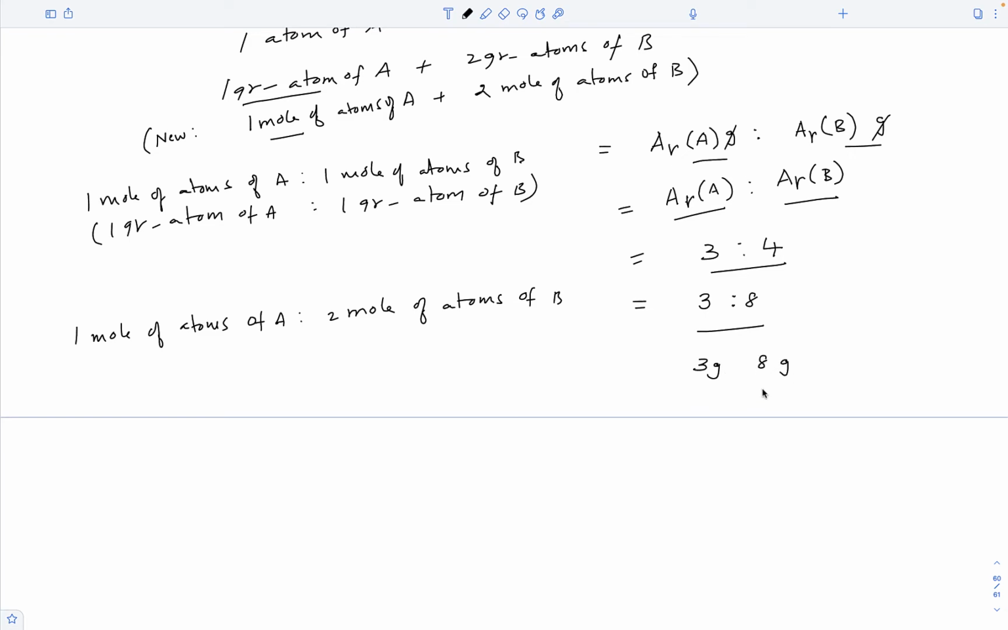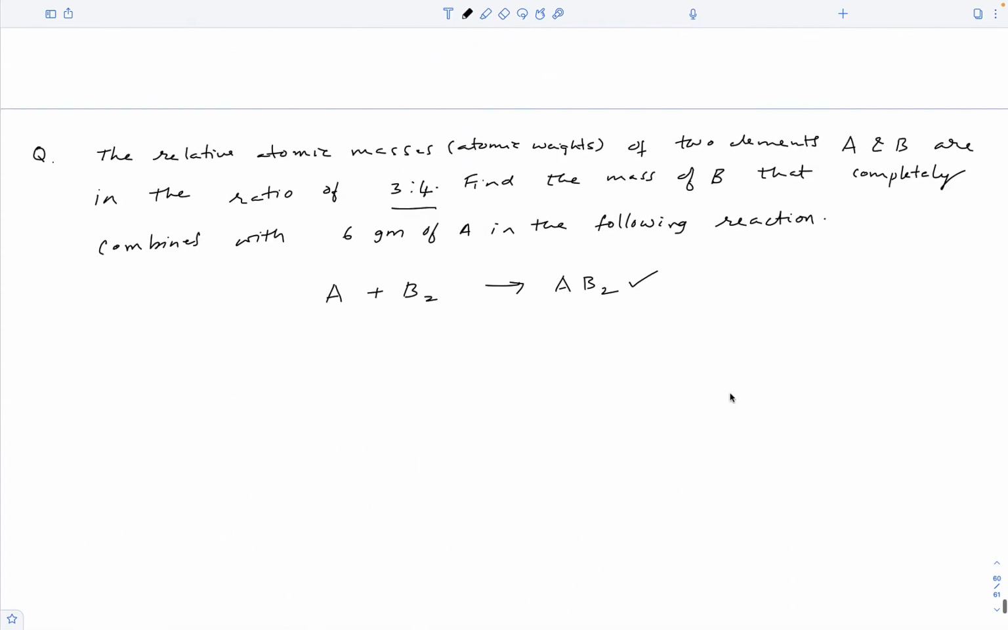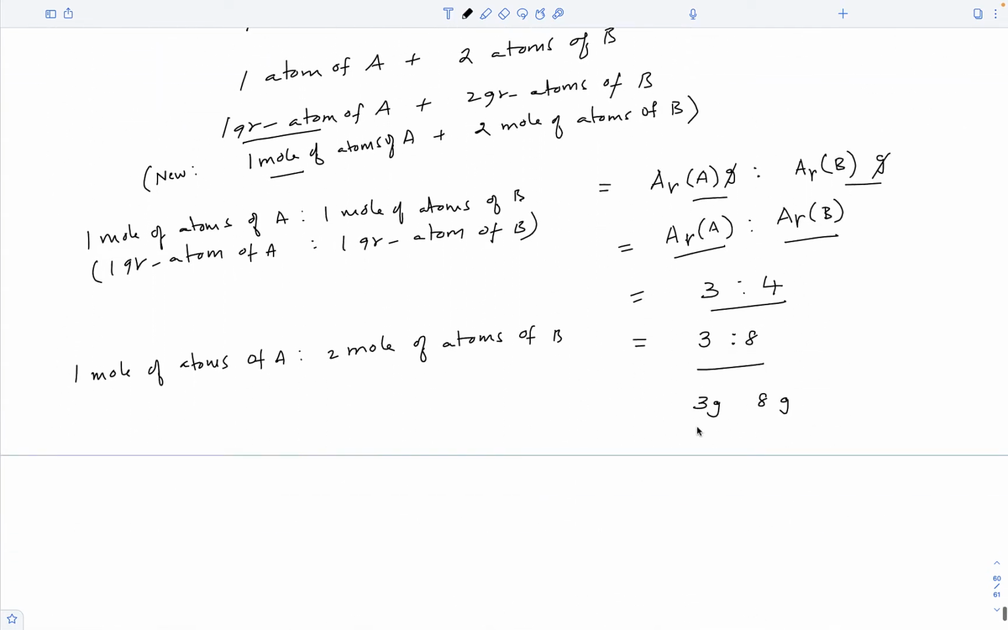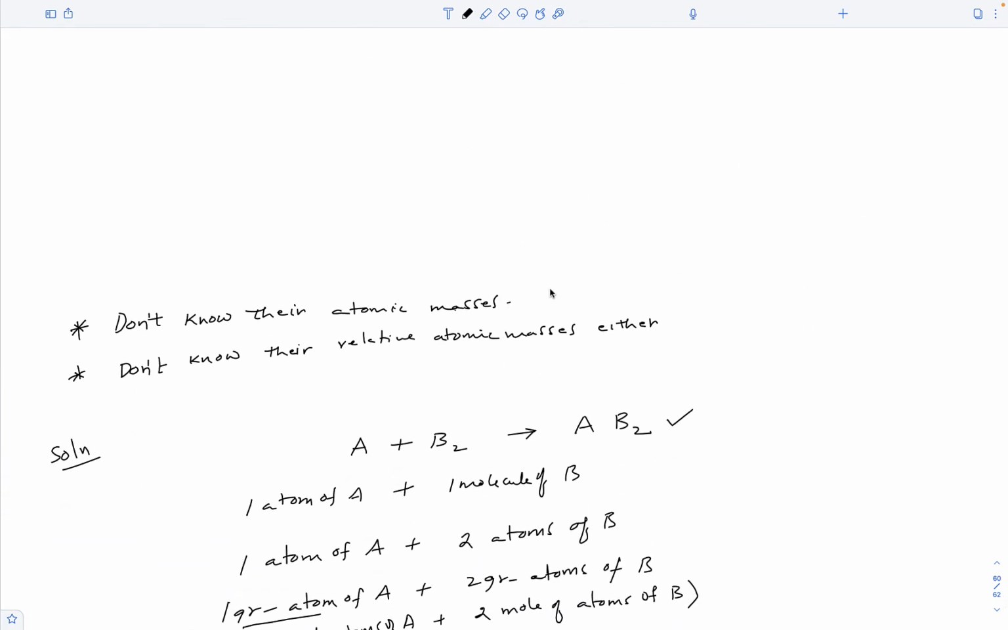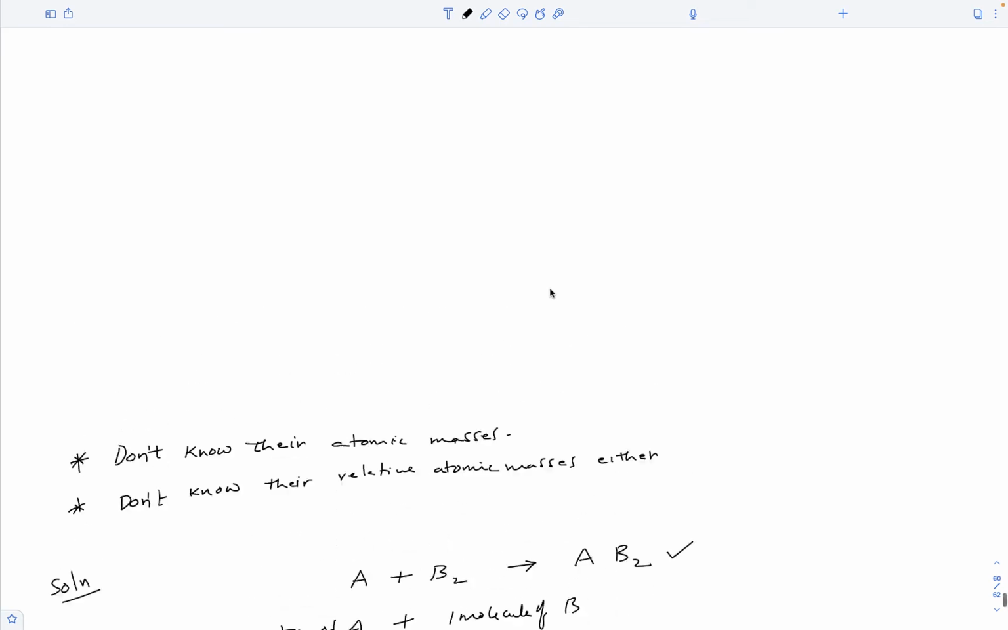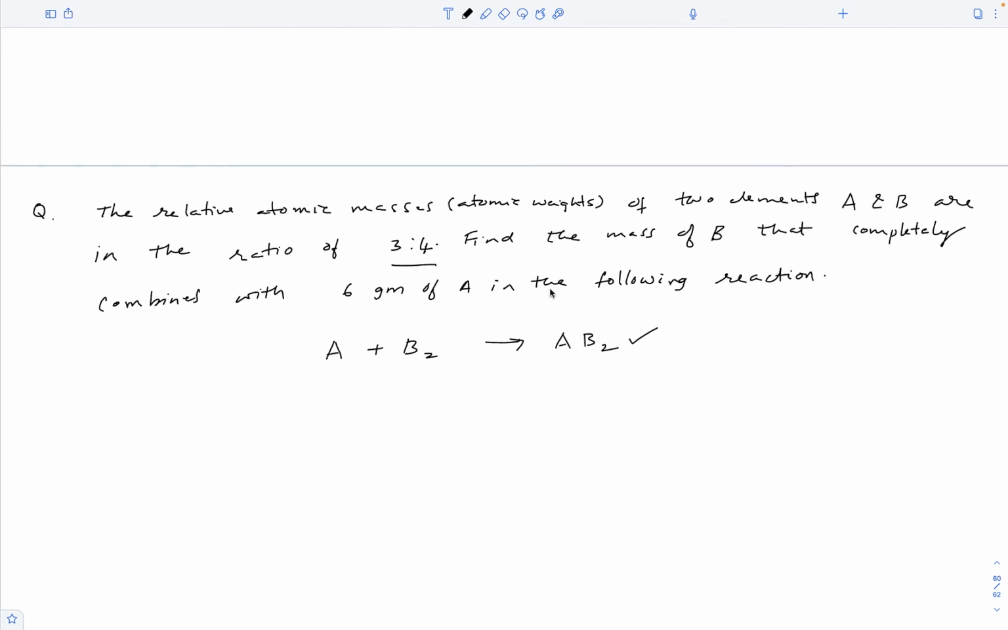B. How many grams did we take? 6 grams. So if you take 6 grams of A, then it combines with 16 grams of B. The ratio must be 3 to 8. So the answer to this question is 16 grams. So we are able to answer this question, though we do not know their atomic masses in any units and their relative atomic masses either. Just using this ratio and this equation, we are able to answer this.